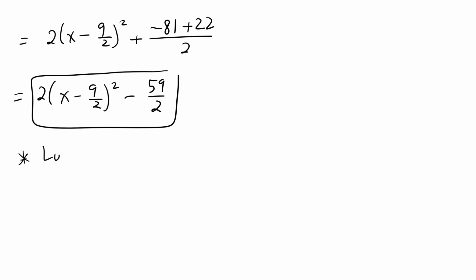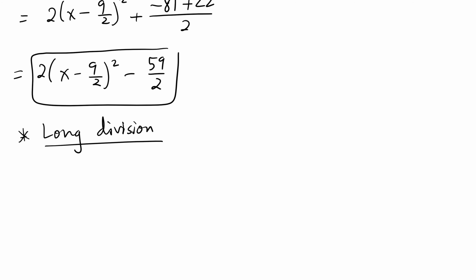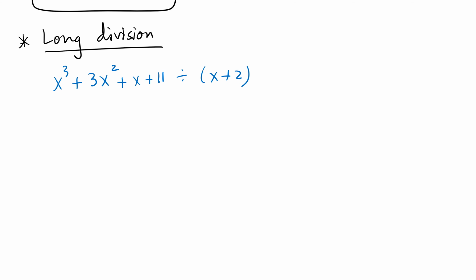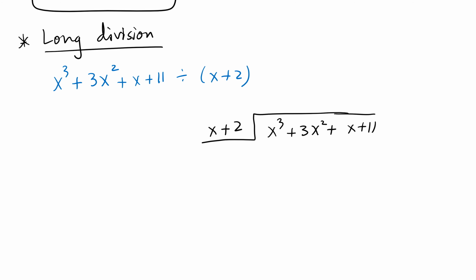Next, long division. How do we divide? If you remember long division, let's take this example: x cubed plus 3x squared plus x plus 11, divided by x plus 2. Long division is a long process, but it's doable. So this is the long division. The x cubed plus 3x squared plus x plus 11 goes in here. That's called the dividend. And then x plus 2 is the divisor.